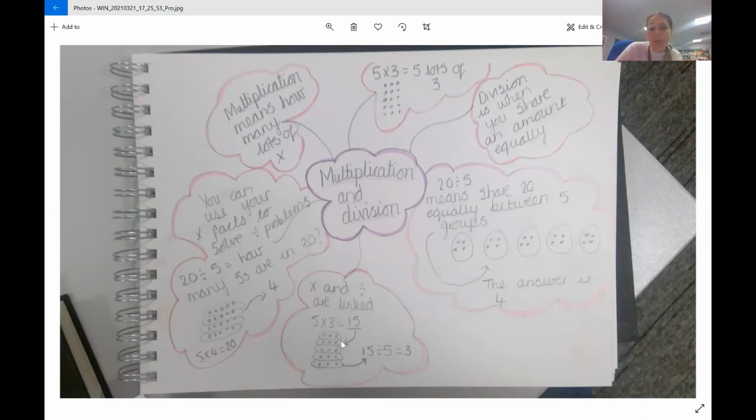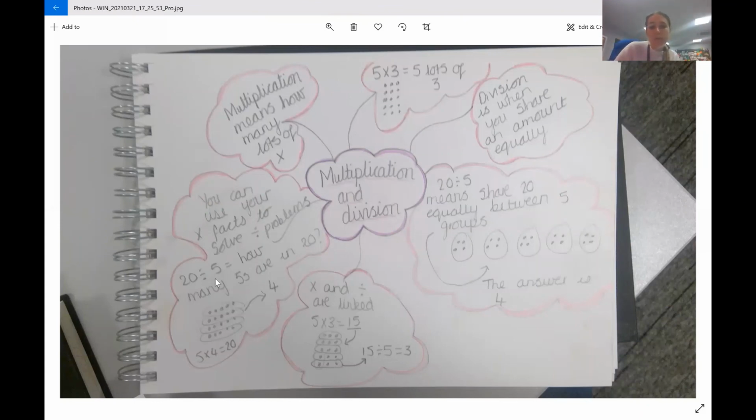So I showed that 5 times 3 is 15, and that 15 divided by 5 equals 3 in the same array. So 5 lots of 3 is the whole thing. I've got 5 lots of 3, 1, 2, 3, 4, 5, and in total that equals 15. But I've also shown 15 split into 1, 2, 3, 4, 5 equal groups means that there are 3 in each group. And I wrote out how I can use my multiplication facts to solve division problems.